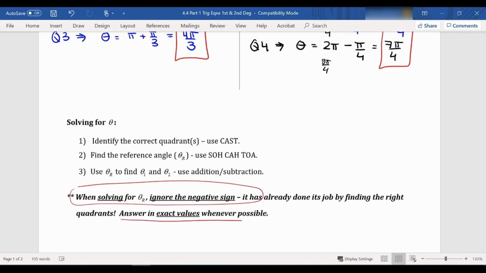Also, we want to answer in exact values wherever possible. So unless a question gives us permission to answer in hundredths or whatever, we're going to assume to use exact values. If we can use special triangles, we will. So that was like example 2. It didn't tell me to do that, but it was possible to use a special triangle, so that's what I did.